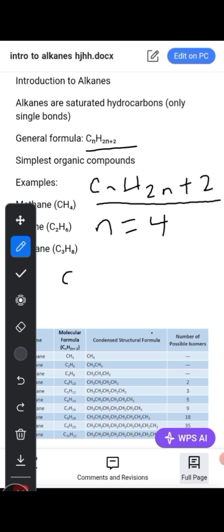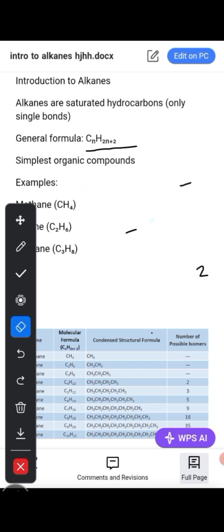So let's do it. This is C, n is 4, H(2n+2), that's 2 times 4 plus 2. That gives us C4, 4 times 2 is 8, 8 plus 2 is 10: C4H10. So this is the formula for butane. We can do it for all, from methane to decane. Decane has 10 carbons, so on your own you can substitute n with 10 and see what you get. Using the general formula, we can easily get all the members of the alkane series.